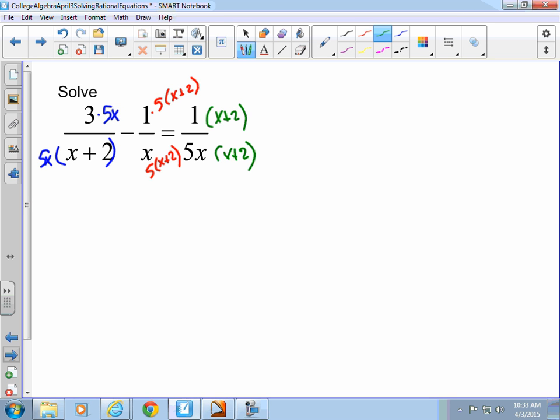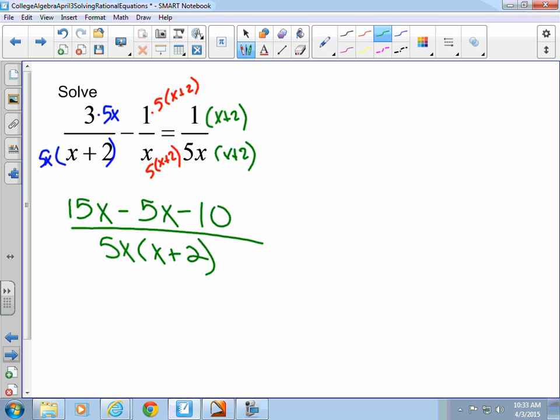Yep. So I have 15x minus 5x minus 10. Is everyone okay with where I got that stuff? The negative sign distributes. No, I just distributed this negative to both. Yeah, and you probably wouldn't be able to solve it. You need it.